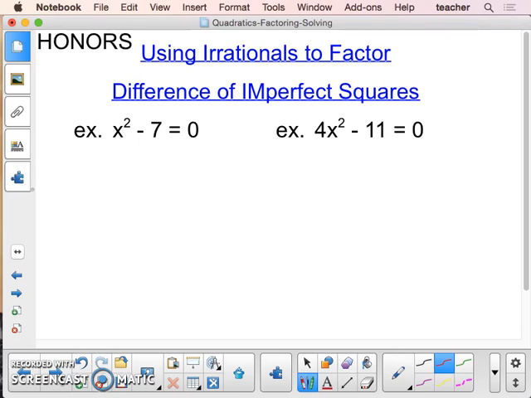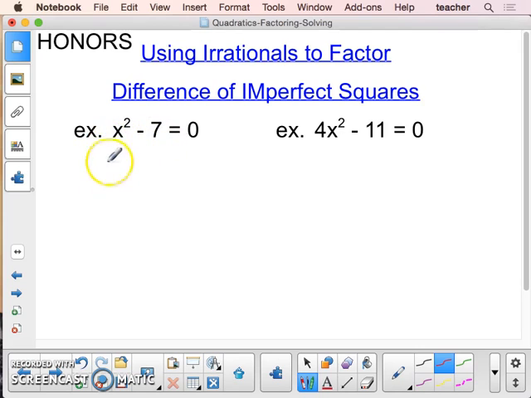For my honors students, it is possible to use irrational numbers to factor. If we're looking at the difference of what would be perfect squares if this piece was a perfect square, think about what you could multiply to get 7. Isn't it true that we took the square root of each of these? So what if we just used that fact and took the square root of it?